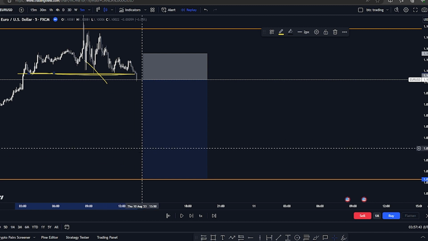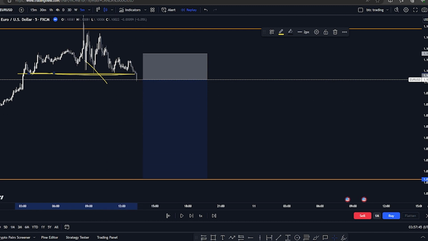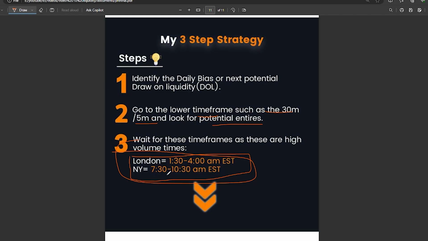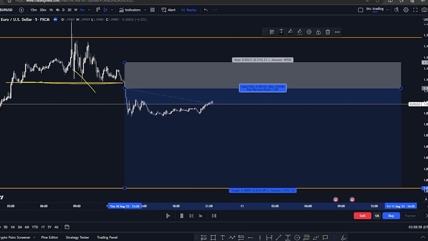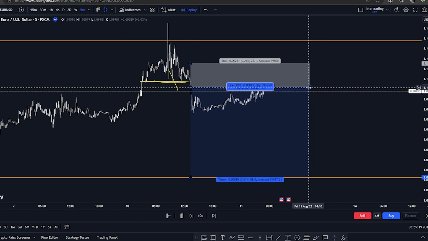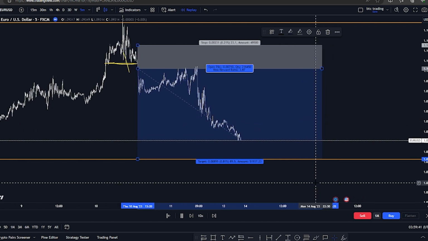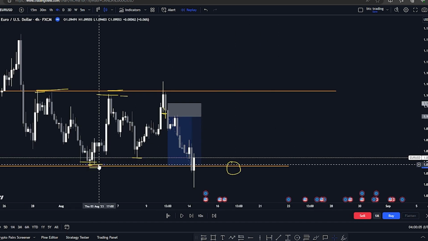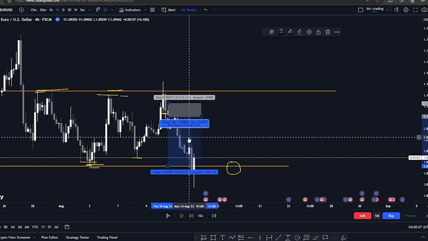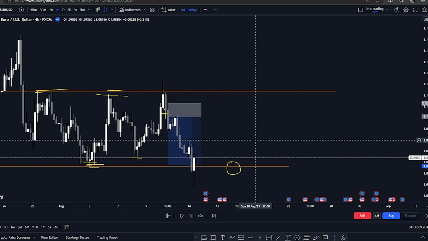One more important thing to note here is that price is moving in the New York session time of 7:30 to 10:30 AM EST. So all 3 conditions of my strategy are fulfilled. So I am taking this trade with high conviction. Let's see what happens. So as you can see on the 4-hour, the daily bias was correct. We took out these lows and the trade played out perfectly. We bagged a 4-hour trade.